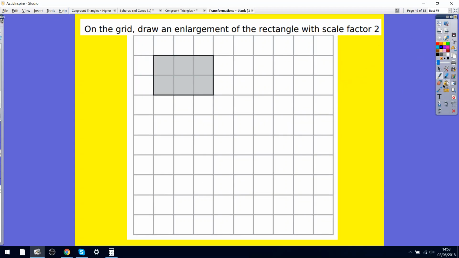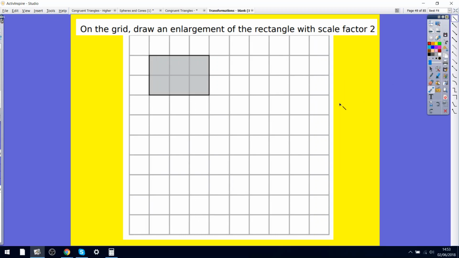Okay, so enlarge this scale factor 2. It's already down to. Yeah, that's it. And then just join them up. Any questions about that? Okay, that's all there is to it.